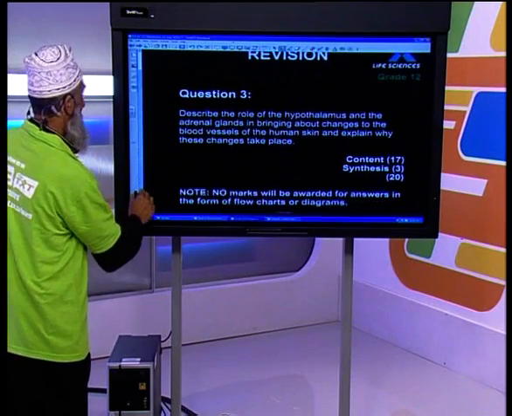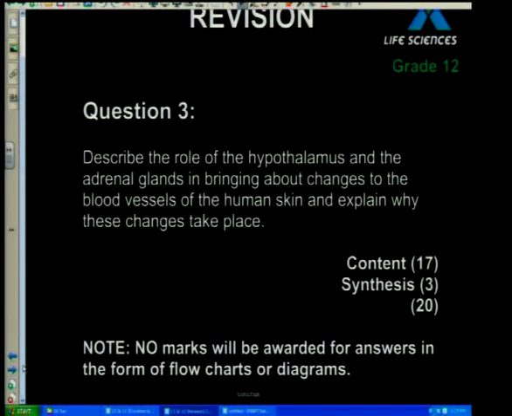The next question, two things in one we're going to do here. One is we're going to discuss the answer to this, but in relation to writing an essay. The question is an essay question, as you can see the mark allocation there. Content 17, synthesis 3, and total 20. Remember, guys, synthesis, I was just discussing it before the show with another educator.